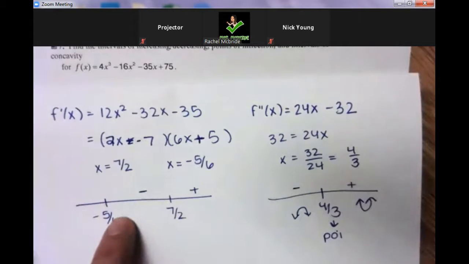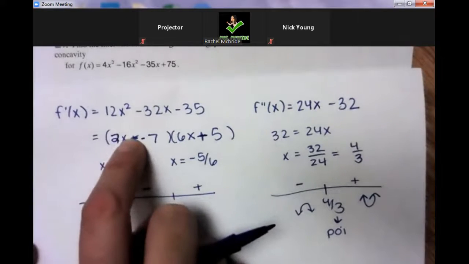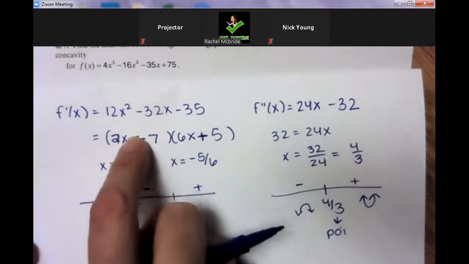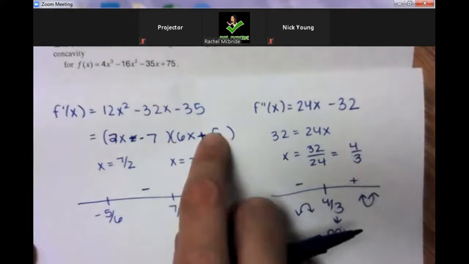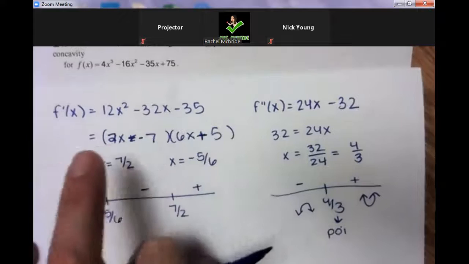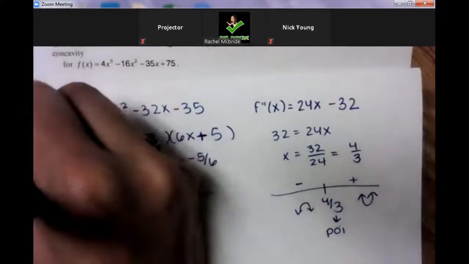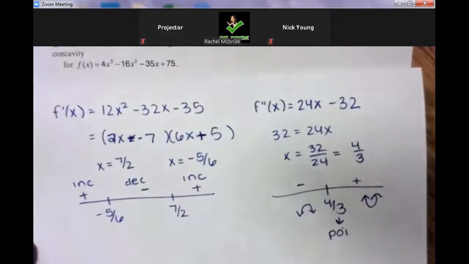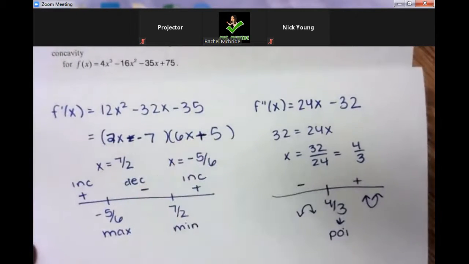2 positives make a positive. This is just shy of 1, so I'd plug in -1. So you get -2 and -7, which is -9. So a negative. -6 plus 5 is also a negative. Negative times a negative is a positive. So this goes increase, decrease, increase, which means you have a max and a min.